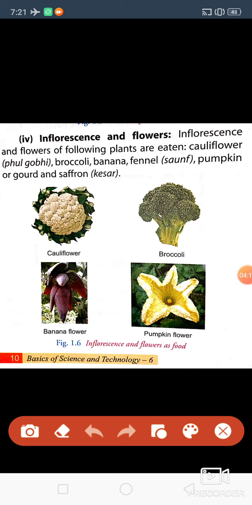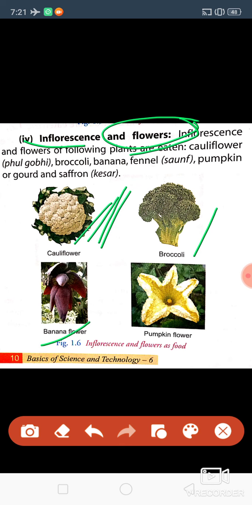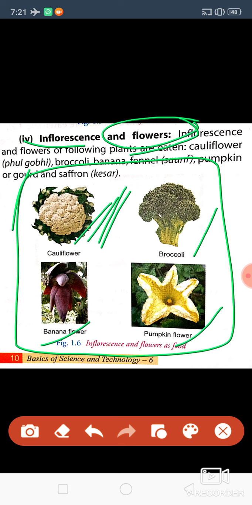Now come to the food items which we get from flowers, inflorescence and flowers. So cauliflower, phool gobi, you must have seen. This is the flower part of the plant. Broccoli, banana flower, then pumpkin flower. All these are what? Human beings consume them. So these are the flower parts of the plant which are used as food items. Okay, so you can mention that the food items which you get from the flower part of the plant are cauliflower, broccoli, banana flower, then pumpkin flower.